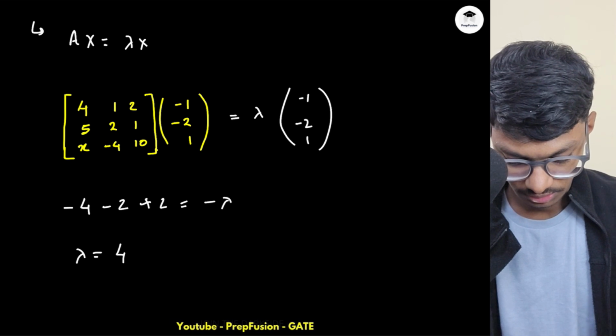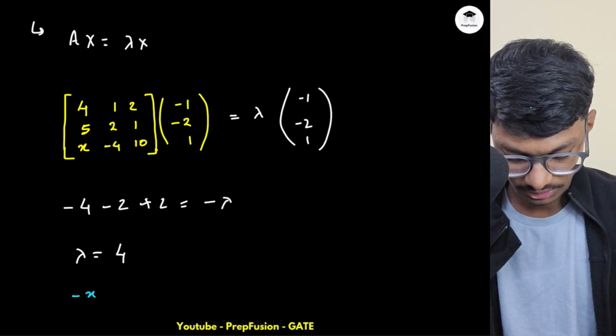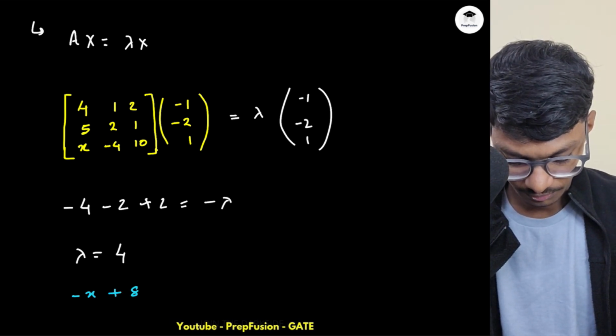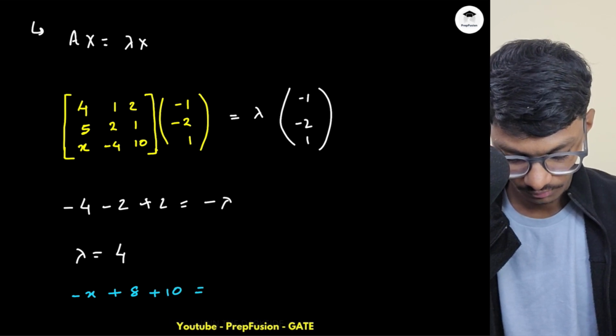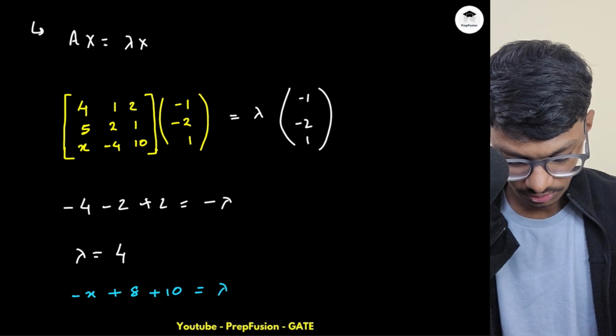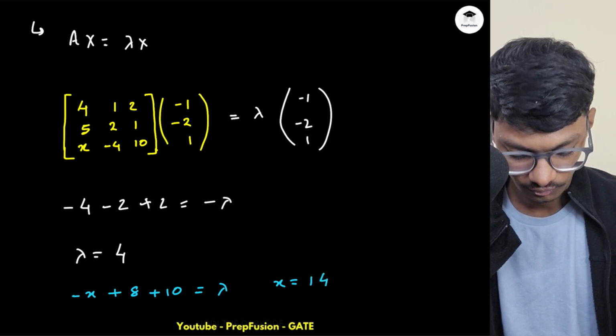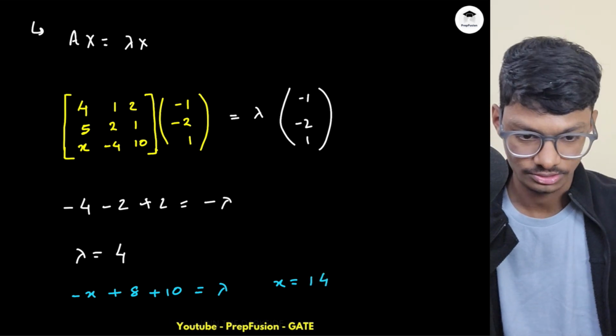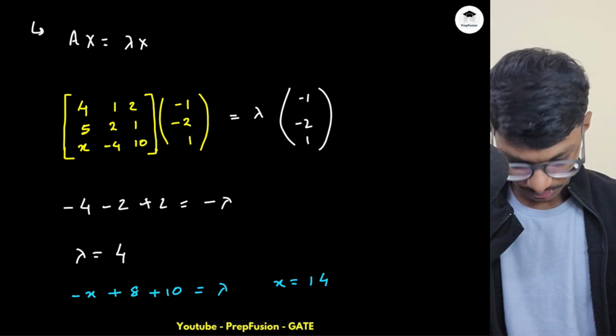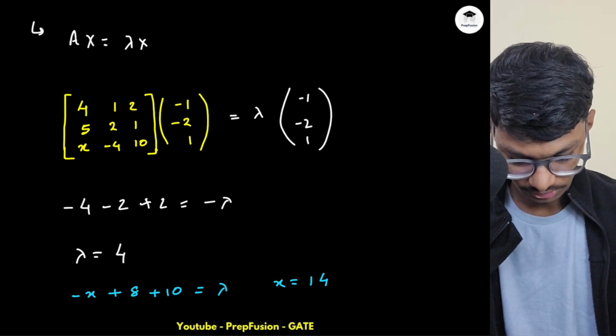This is minus x plus 8 plus 10 equals lambda. So x is equal to 18 minus 4, which is 14. So x is equal to 14 in this case. So our answer will be 14, right? This is the answer.